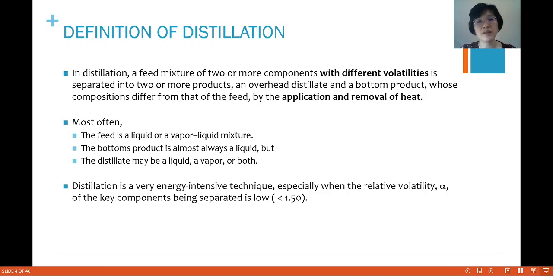Most often the feed can be in liquid or it can be a vapor liquid mixture. The bottom product typically is in liquid form, but the distillate can be in liquid, vapor, or a combination of both. For your information, distillation is a very energy intensive technique. When we want to use it, we have to ensure that the relative volatility of the key components in the mixture is more than 1.5 to ensure the economic viability of the process.